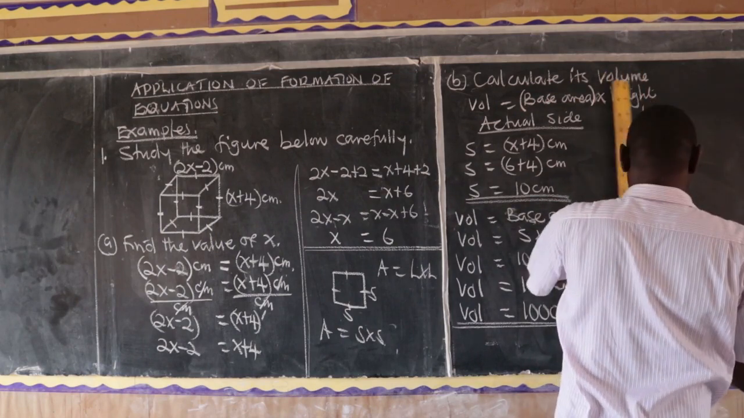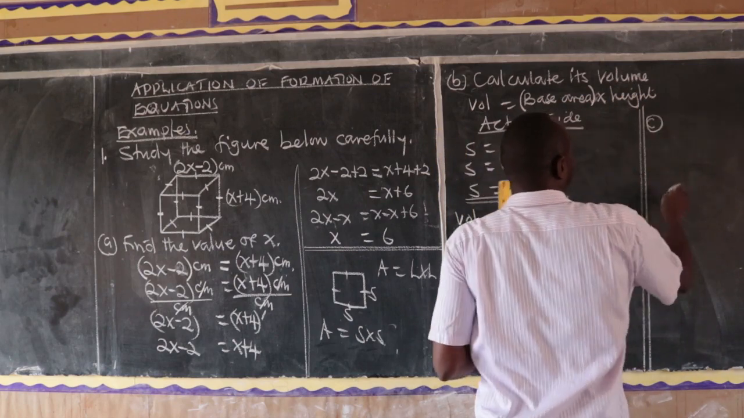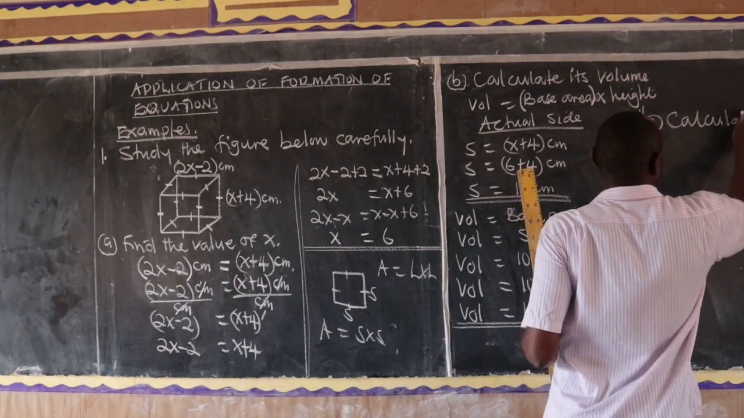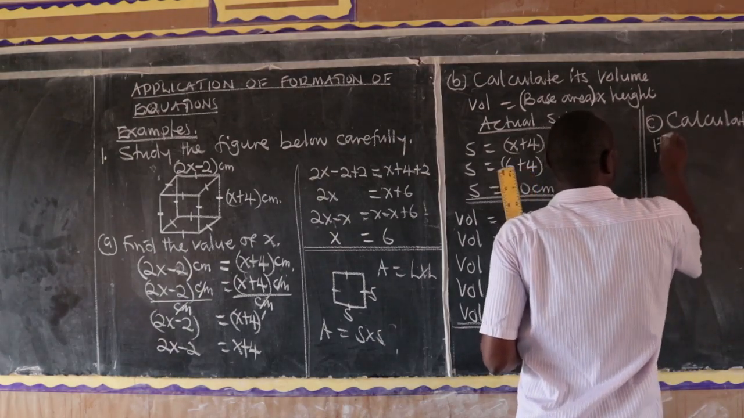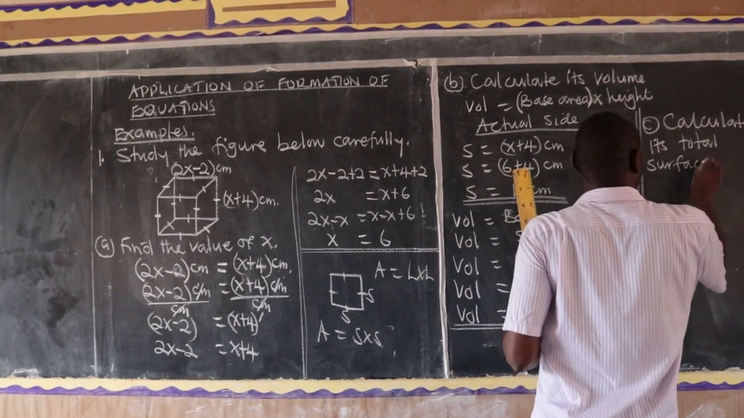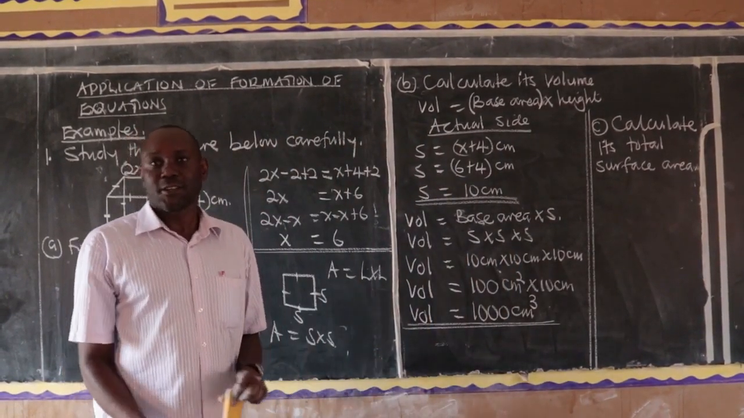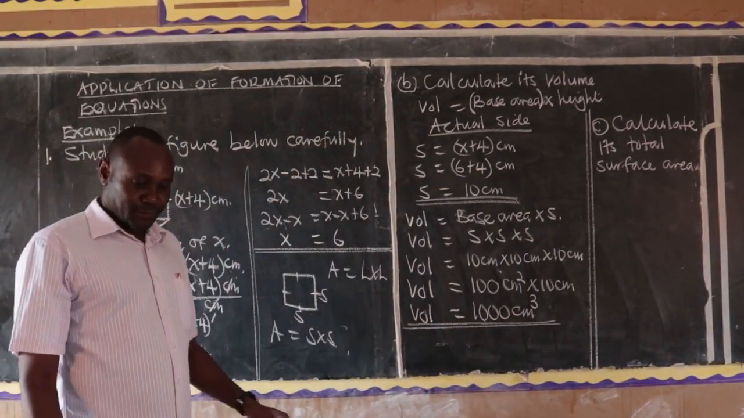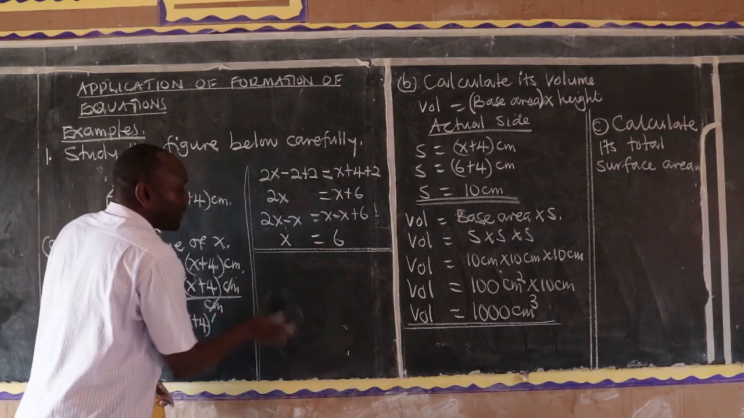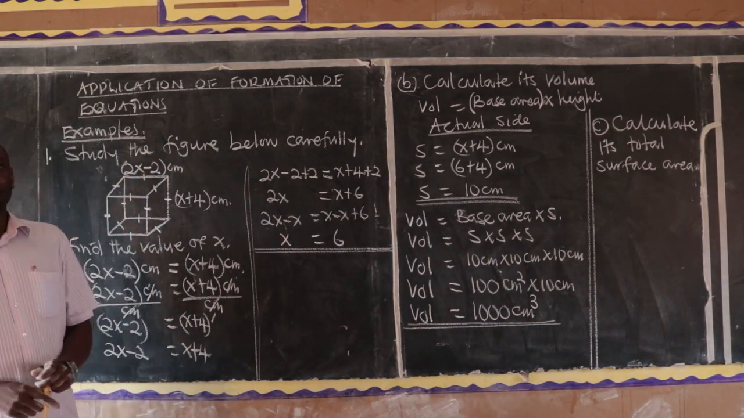I can again move ahead and ask you another question. That's question C, that calculate its total surface area. Calculate its total surface area. Yeah, that is primary 6. And this is what we call application. Applying now the algebra to make sure that we solve that problem.